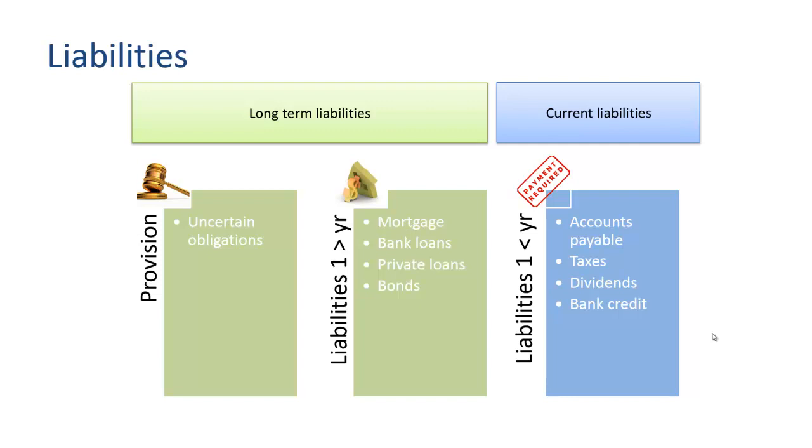Let's move on to the next category, the liabilities. As you can see, liabilities are also divided into two groups: over a year, long-term or non-current, or shorter than a year, current or short-term. As you see, the division in period is the same on the debit and the credit side.